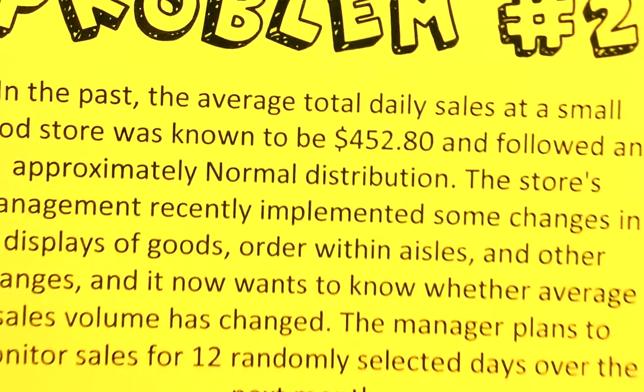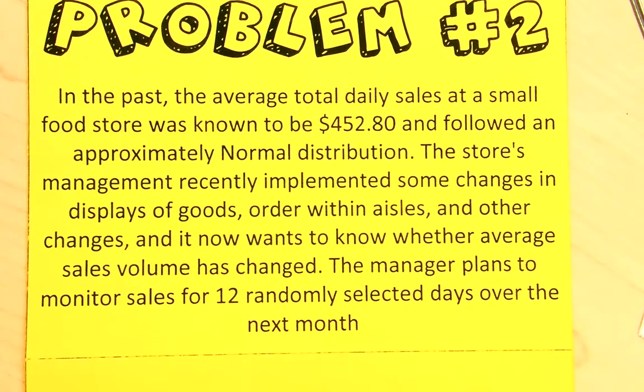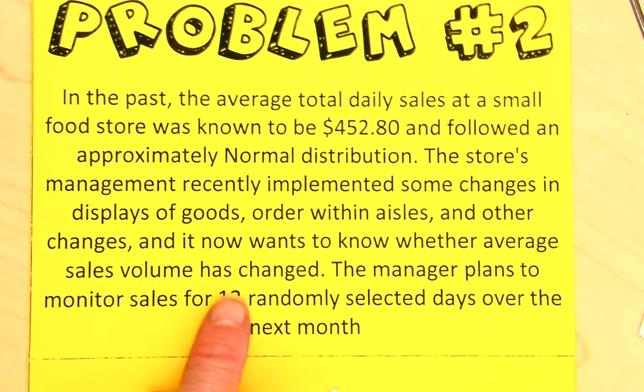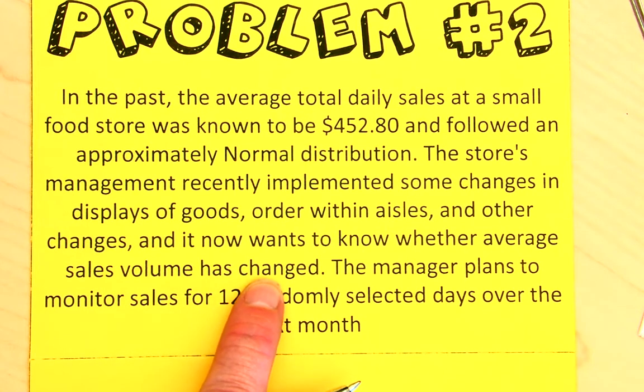So here it says, in the past, the average total daily sales for a small food store was known to be $452.80 and followed an approximately normal distribution. The store's management recently implemented some changes in displays of goods, order within aisles, and other changes, and now wants to know whether the average sales volume has changed. So if it just wants to know has changed, what inequality do we use? Not equal to, right? Okay.